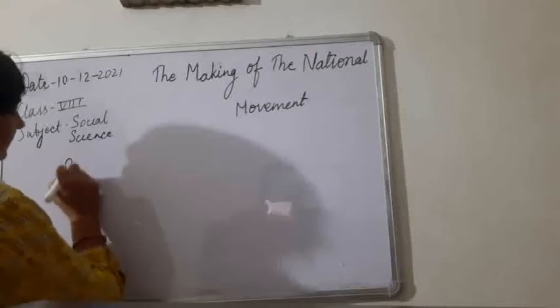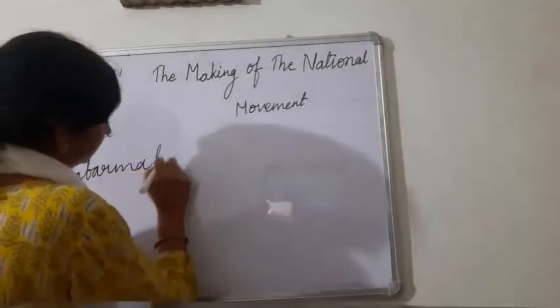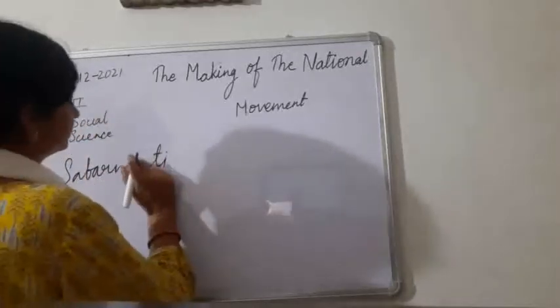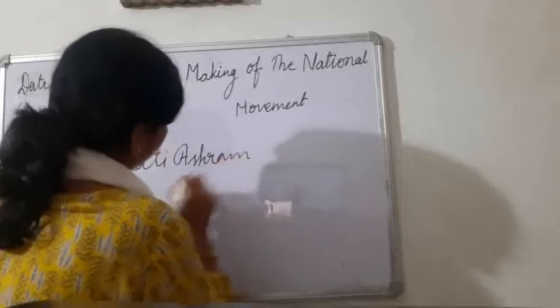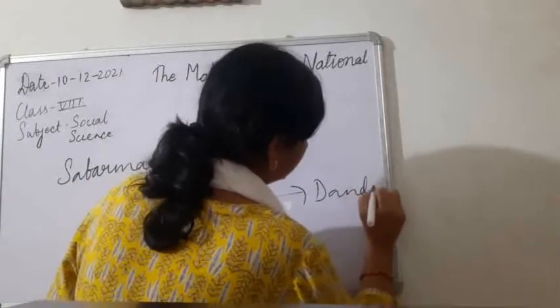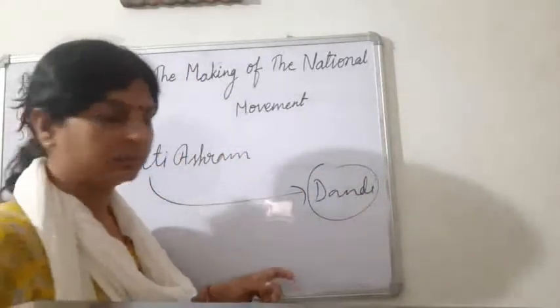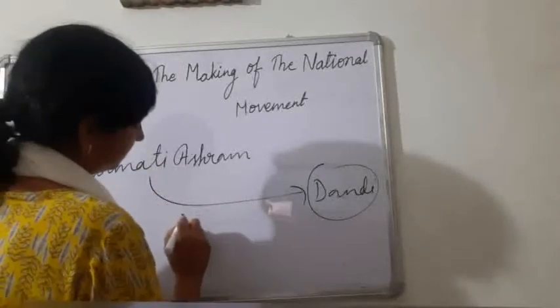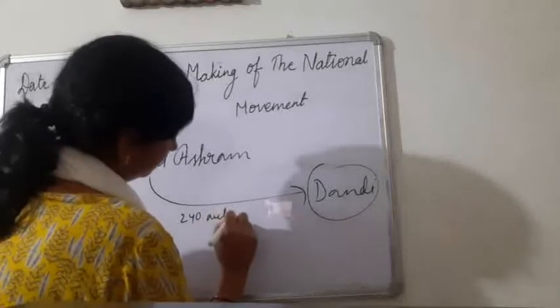So they started from Sabarmati Ashram to Dandi. This is the name of the place, which is the coastal town. Okay, and what was the distance between these two places? It was 240 miles.